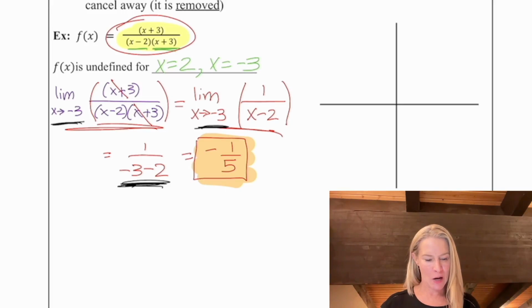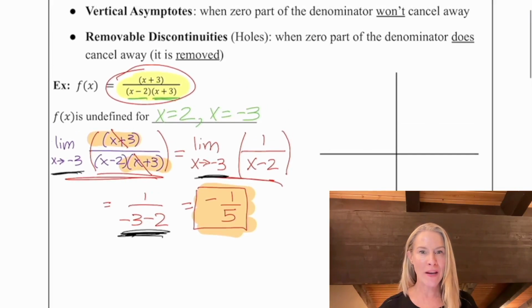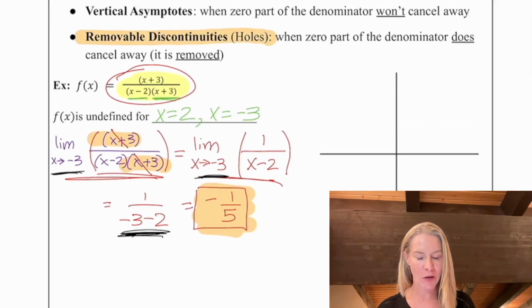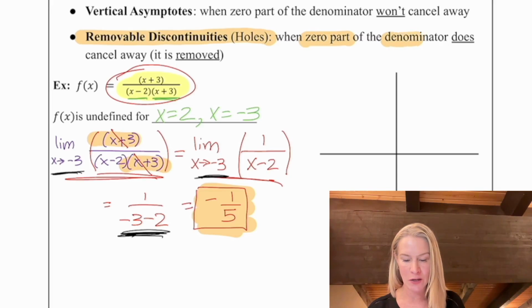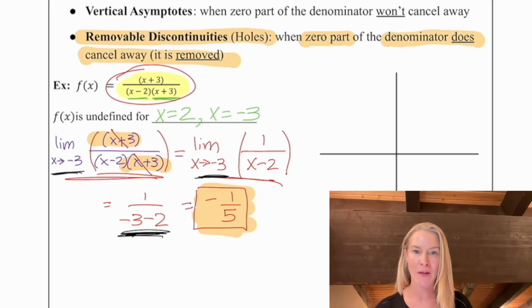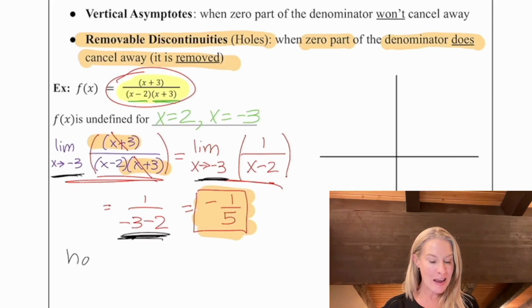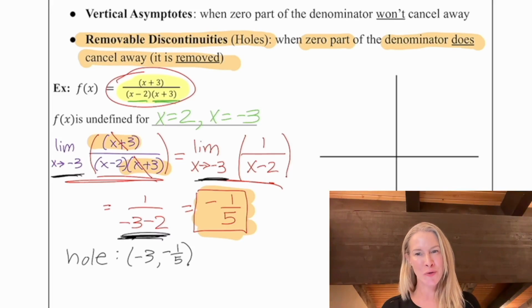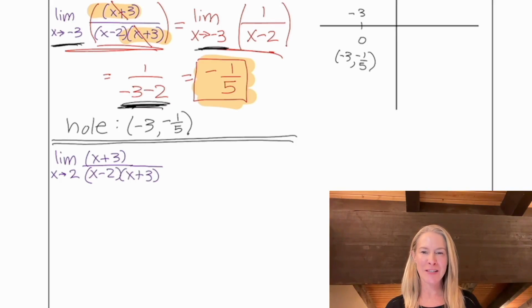You'll notice that we had the x plus 3 and the x plus 3 cancel away. When you have a removable discontinuity, also known as a hole, that happens when the 0 part of the denominator does cancel away. So (-3, -1/5) is the location of a hole on our graph. I'm going to go ahead and sketch that onto our graph, and then I'm going to investigate the limit as x approaches +2.